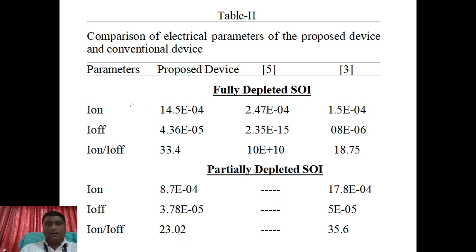So our architecture is a bit different from the other existing literature. We obtained an on current of 14.5 × 10^-4, where from the literature it is 2.47 × 10^-4 and 1.5 × 10^-4, and for off current we observed 4.36 × 10^-5, whereas in the literature it is 2.35 × 10^-5 and 8 × 10^-6. On and off ratios we have also observed for both fully depleted and partially depleted.